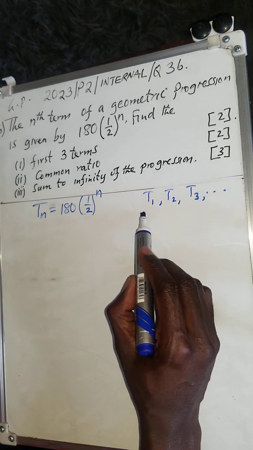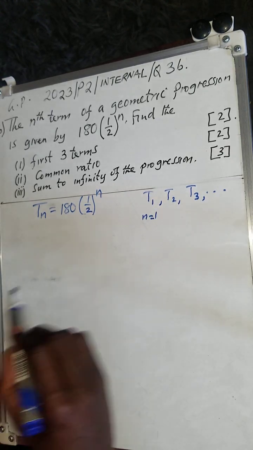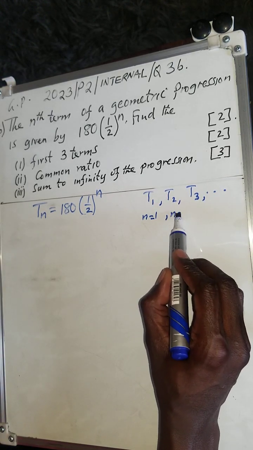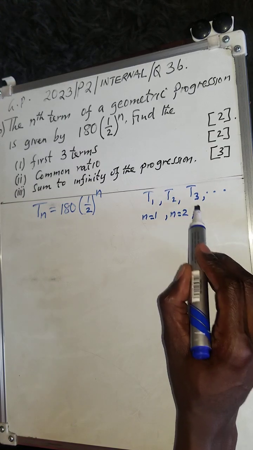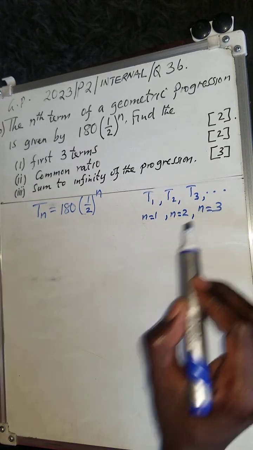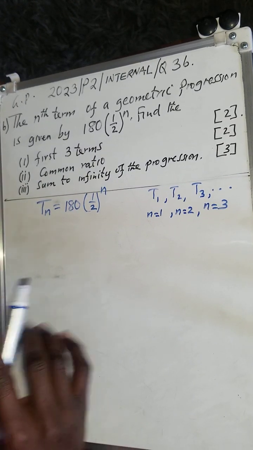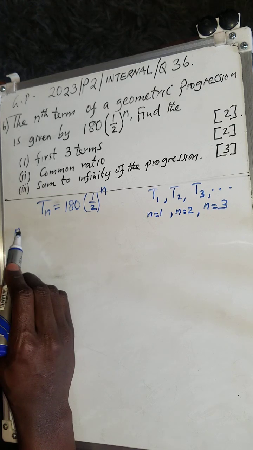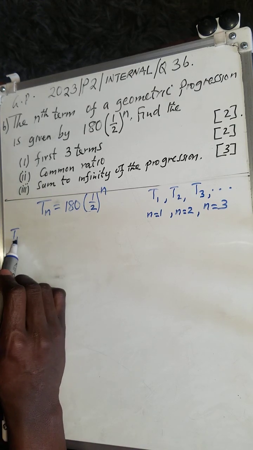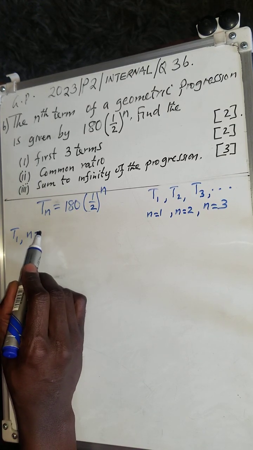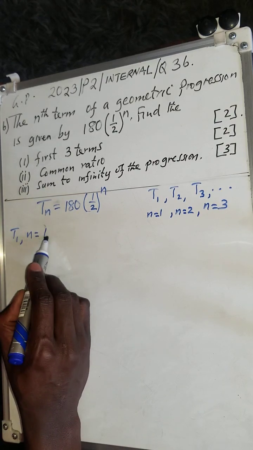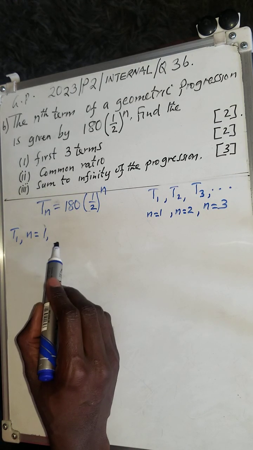For you to get the first term, remember that n is equal to 1. For the second term, n is equal to 2. For the third term, n is equal to 3. That is what we are going to do. So to find my T1, it simply means that when my n is equal to 1, we replace in that formula.